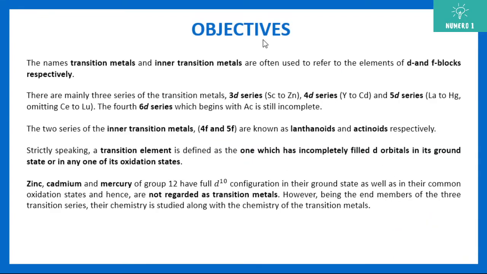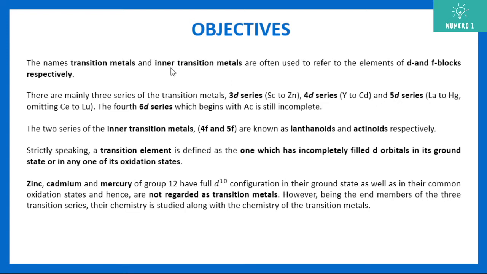So, first thing, in this chapter we will study transition metals and inner transition metals. Transition metal is another name for d block elements, and inner transition metals is the name for f block elements. When we talk about d block elements or transition metals, we talk about three different series: 3d series, 4d series, and 5d series. The 6d series is still incomplete, so we will study mainly the 3d, 4d, 5d series.